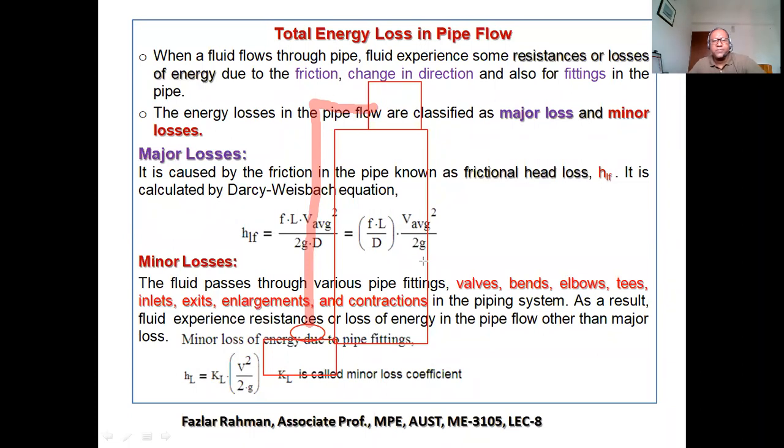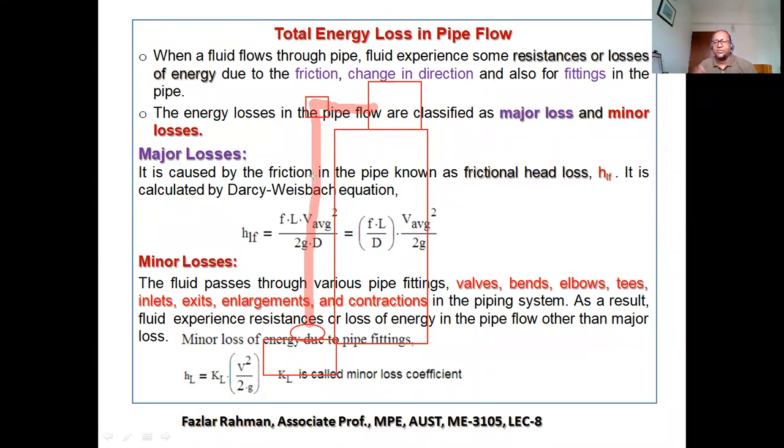You see, if you have only one pipe, then what will happen? You can figure out the head loss by using the Darcy-Weisbach equation, hL = fLV² divided by 2gD, right? But sometimes you need to use an elbow, say right over here, changing direction.